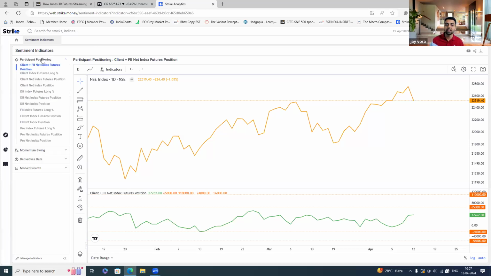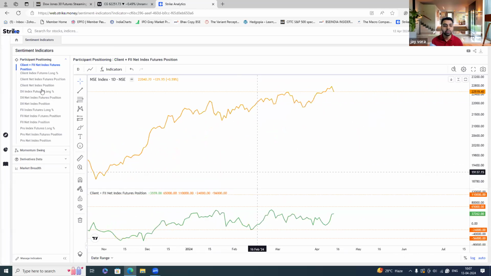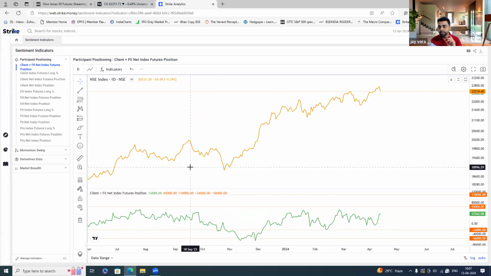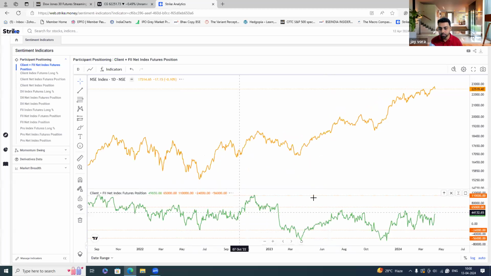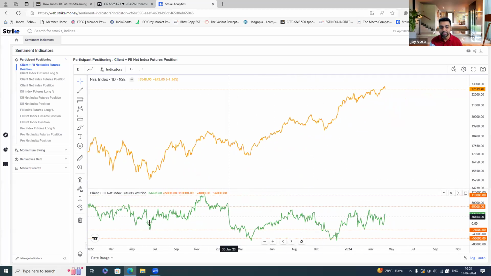Now, participant positioning, this is the first thing that we look at. Now, this basically works very well from a few weeks to a few months perspective. Okay. So in this, what we actually do is that we plot the participants' positioning. Which means, be it client, DII, FII, prop. We plot their positioning at the bottom of the chart, which you can see in the green.